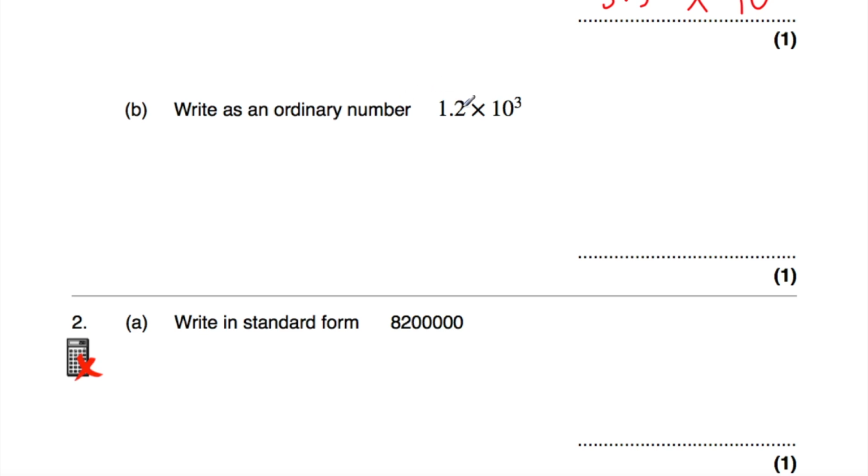The 2, which is in the tenths column, will move 3 columns to the left, so to move into the ones or the units, and then into the tens, and then into the hundreds. So we're going to have 1,200. And let's just check that. 1.2 multiplied by 10 cubed is 1.2 times 1,000, which would be 1,200. And that's it. So if I had 1.2 times 10 to the power of 3, I would just move these digits 3 columns to the left.